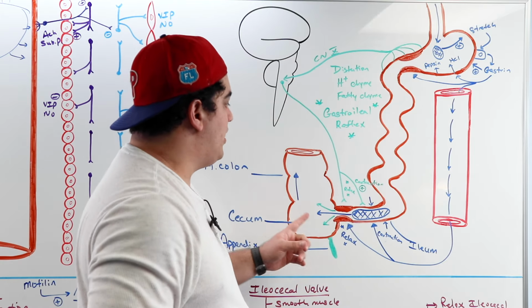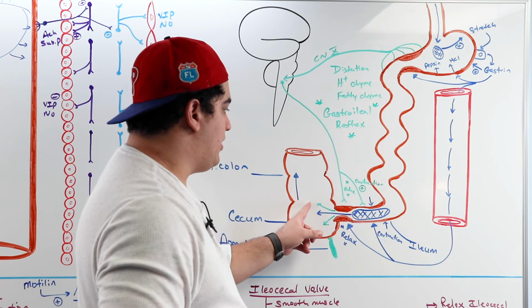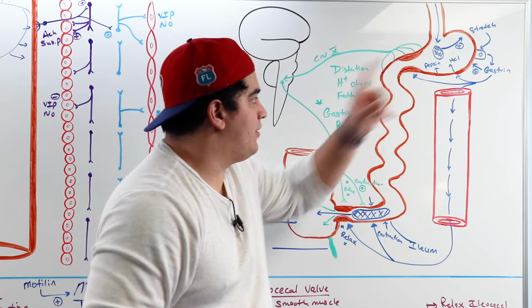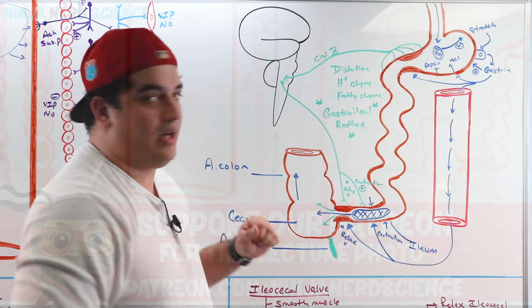Okay? So two things that are going to help with propelling this fecal residue into the cecum are gastrin release and the gastroileal reflex. Okay? That covers the motility of the small intestine.